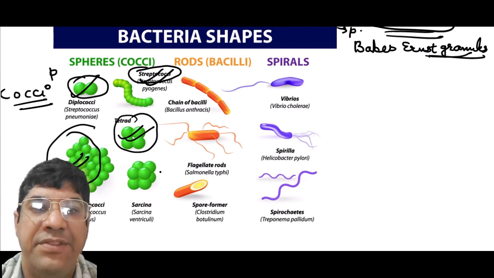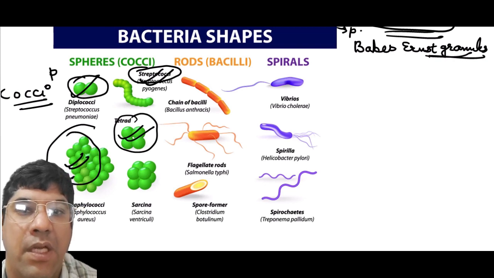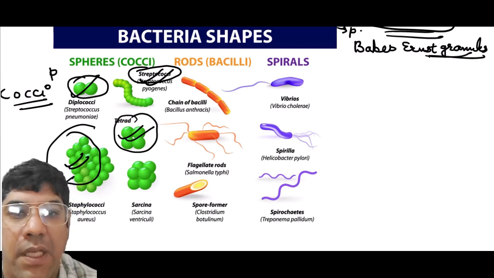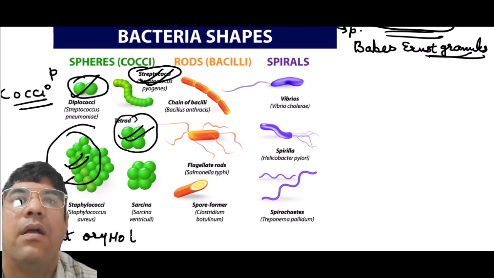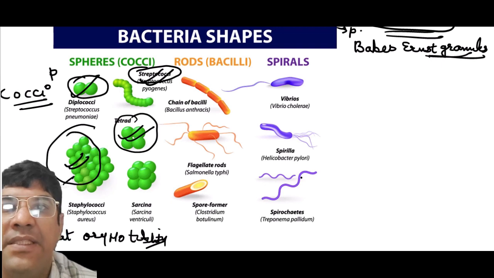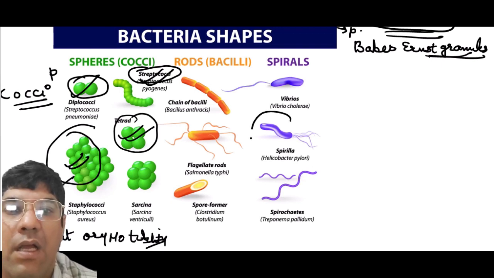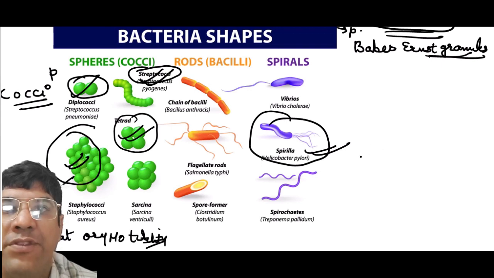The Vibrio are characterized by their comma-shaped or curved appearance. So they are curved rod-shaped. They are known for their vibratory motility. Other is Spirilla. It is a rigid spiral-shaped bacteria. They have a helical or corkscrew-like appearance.